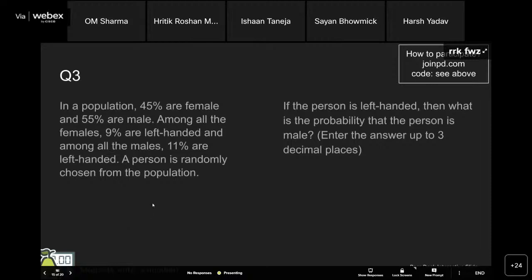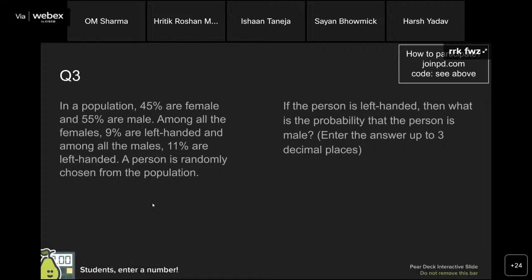Okay, so we know the probability that the randomly selected person is not left-handed, but also we know the probability that the selected person is left-handed, right? So again, the same information is given to you, but one additional piece of information is that we know that the person is left-handed. Then what is the probability that the person is male? You need to find the probability that the selected one is male now.